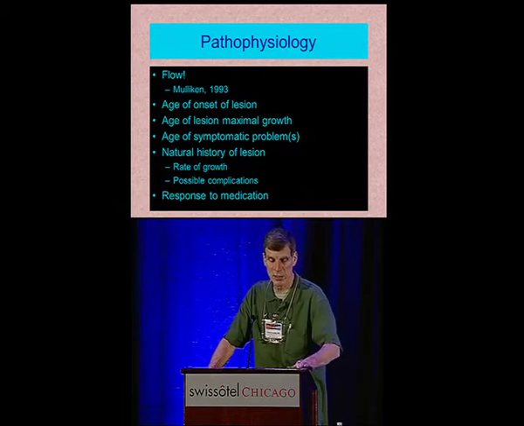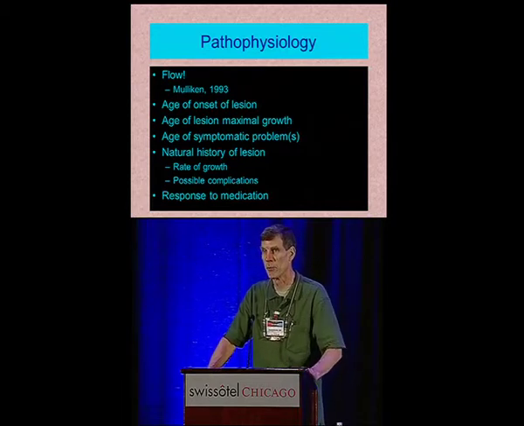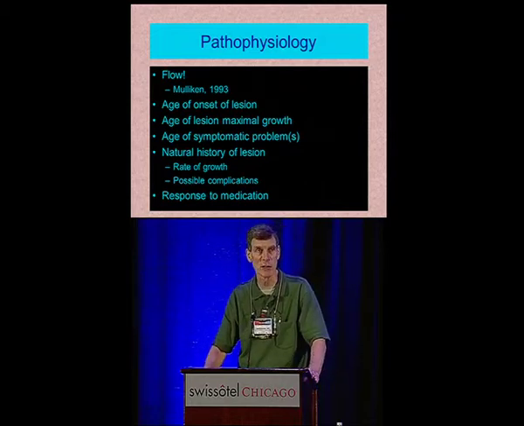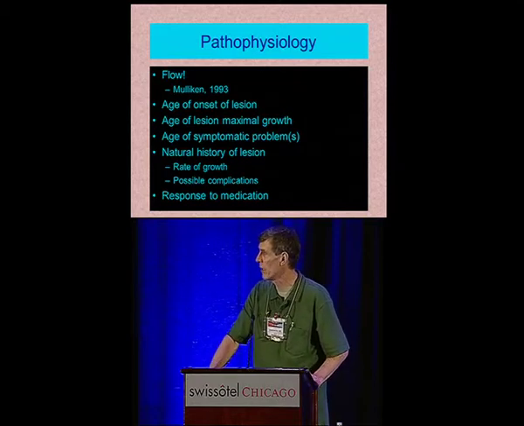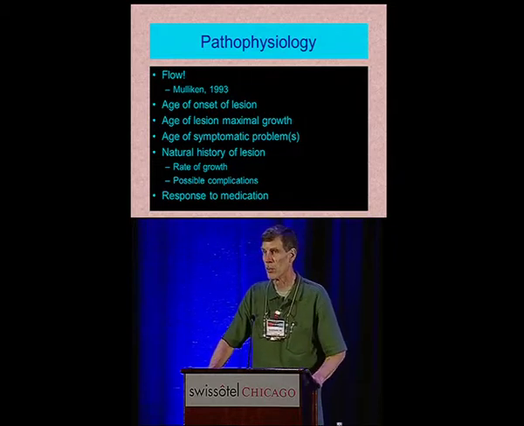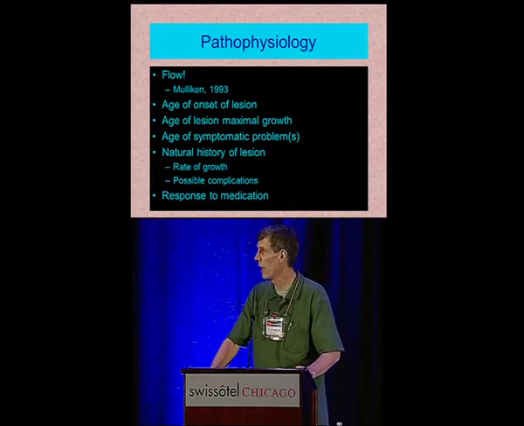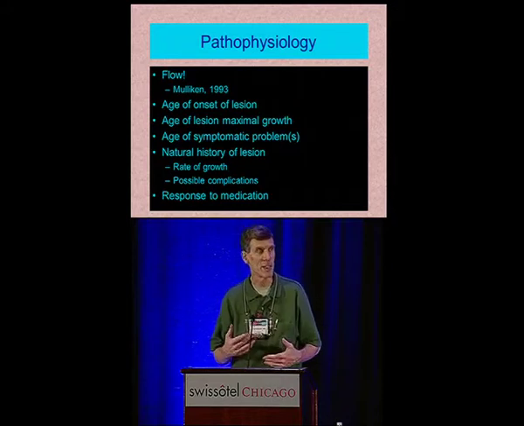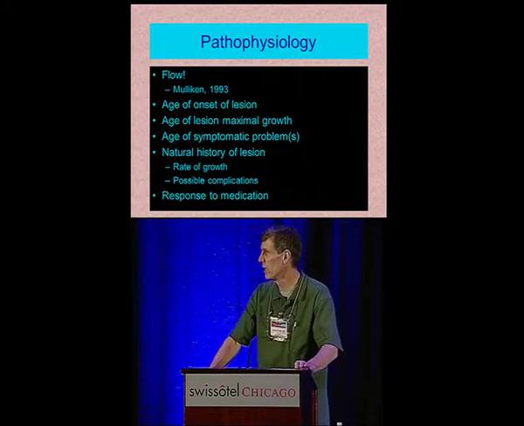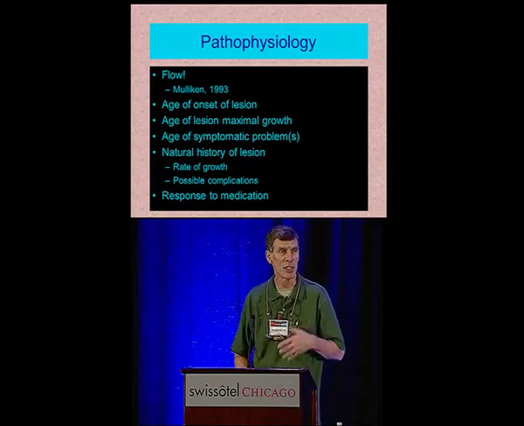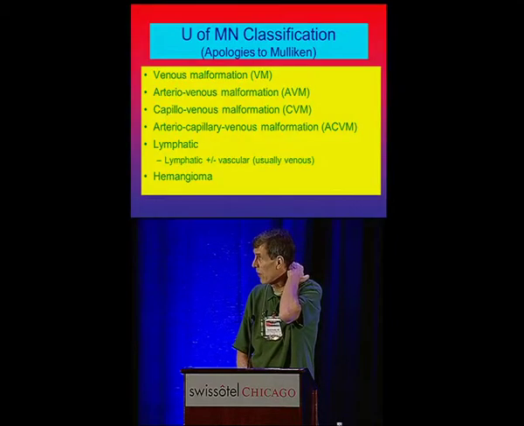And Mulliken and his group back in '93 were the first to really put the full force of the recognition of a few good experts as to the fact that the most dominant thing that you have to think about is flow, high flow and low flow. In addition, the pathophysiology is going to be altered by a couple other factors, particularly things having to do with when the lesion presents, when it seems to hit its peak in terms of its evolution, and its rate of growth and response to various kind of medications. So you need to keep all of these in mind when you're trying to classify them.